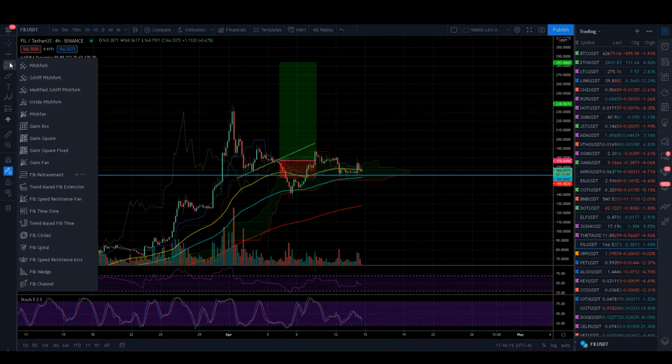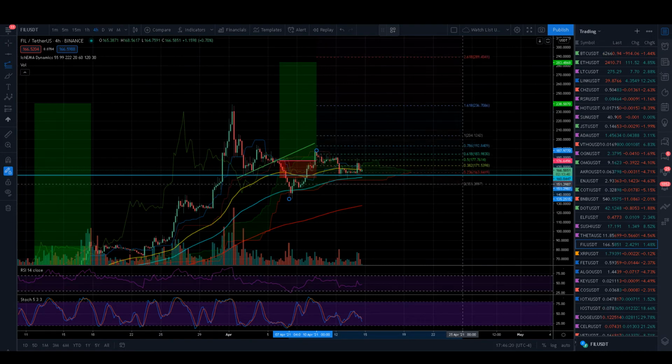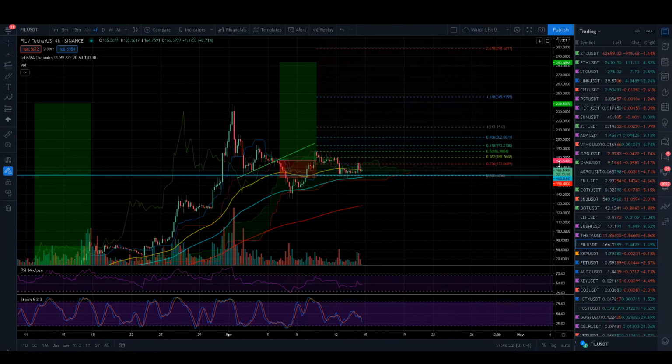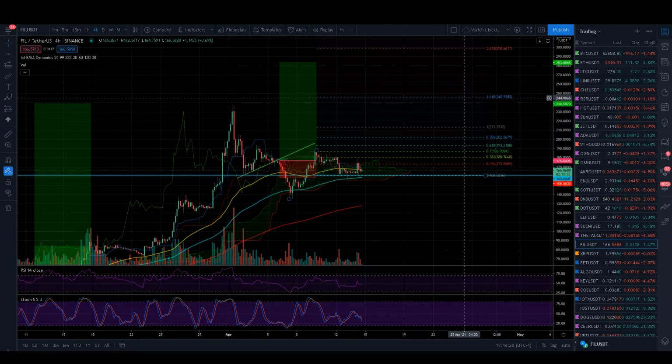I'll give you a potential target right now. If we were to run up from here, she could potentially make it all the way up to like 245. She could push all the way up to that 168 extension for like almost a 50% run, and that would look something like this.